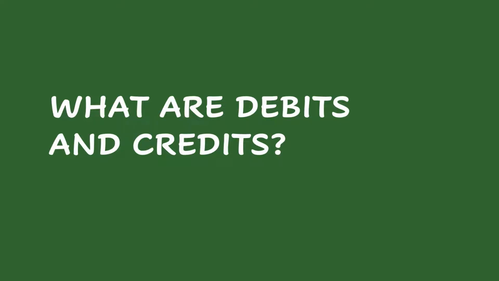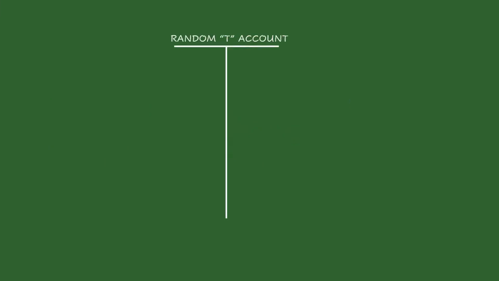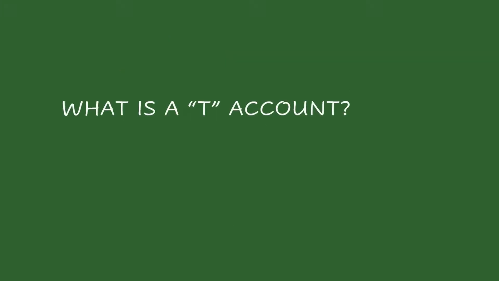What are debits and credits, and why are they important for recording financial transactions? The simple answer to that question is that a debit is the left side of a T account, while a credit is the right side of a T account. Although that answer is simple enough, now we need to understand what is a T account.